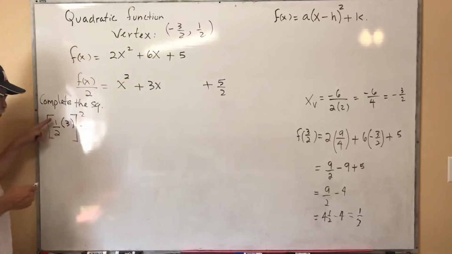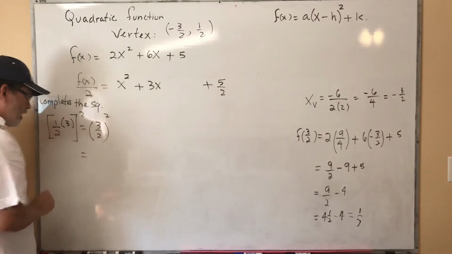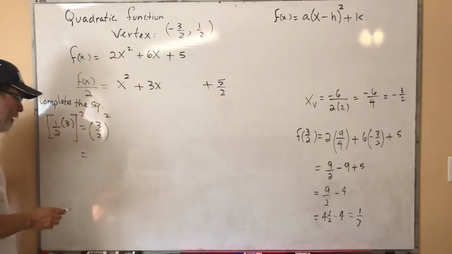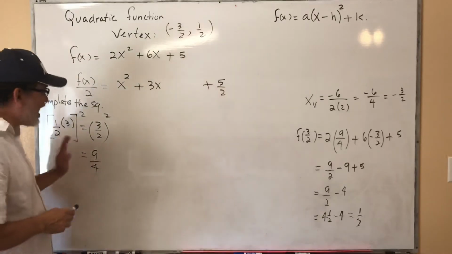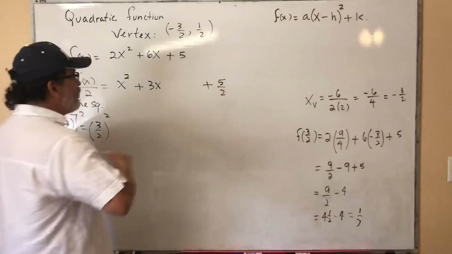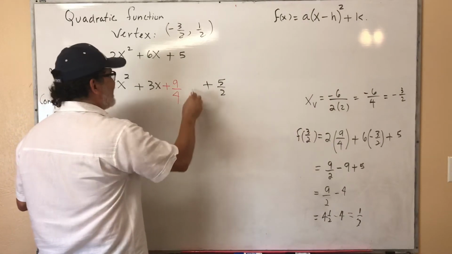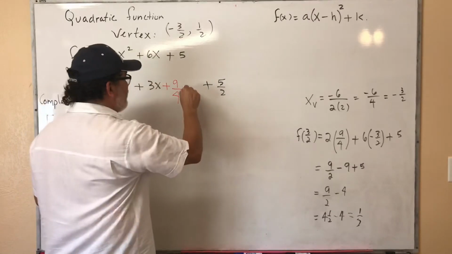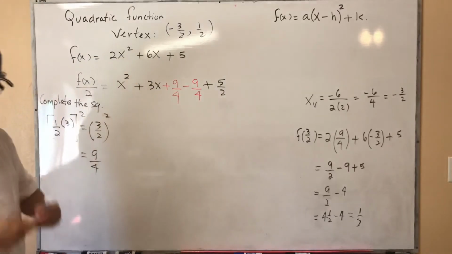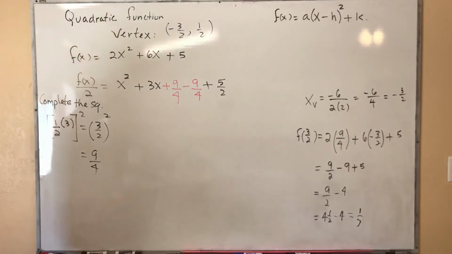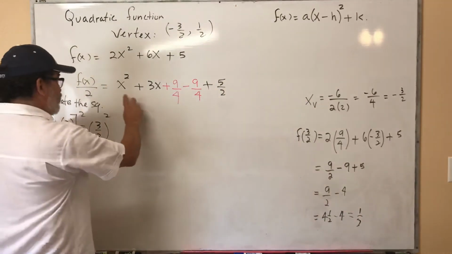So what's half of 3? What's 1 times 3? This is 3 over 2 quantity squared, okay? And what's 3 over 2 quantity squared? 9 over 4. I'm going to take this 9 over 4, and I'm going to add it. And at the same time, I'm going to subtract it. Okay? Believe it or not, I have completed the square. This is a perfect trinomial square right here.